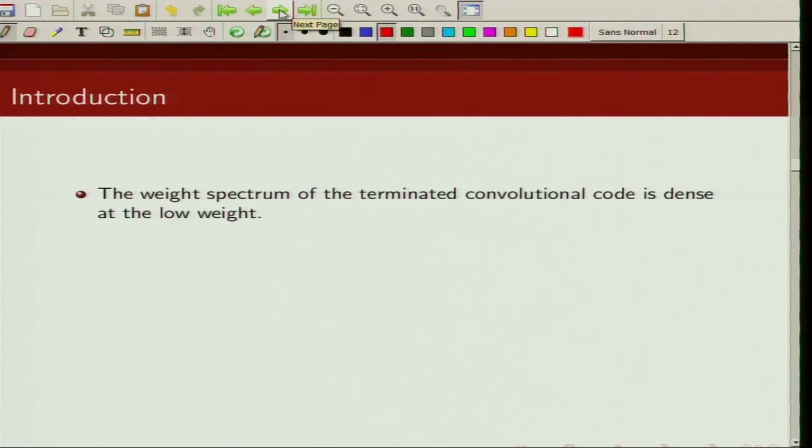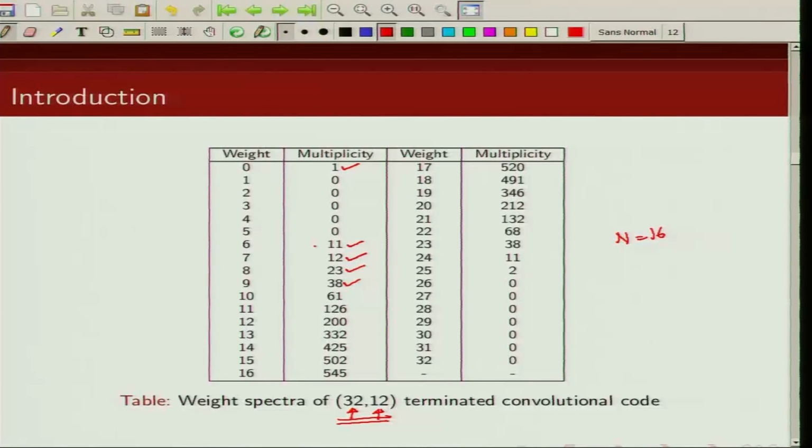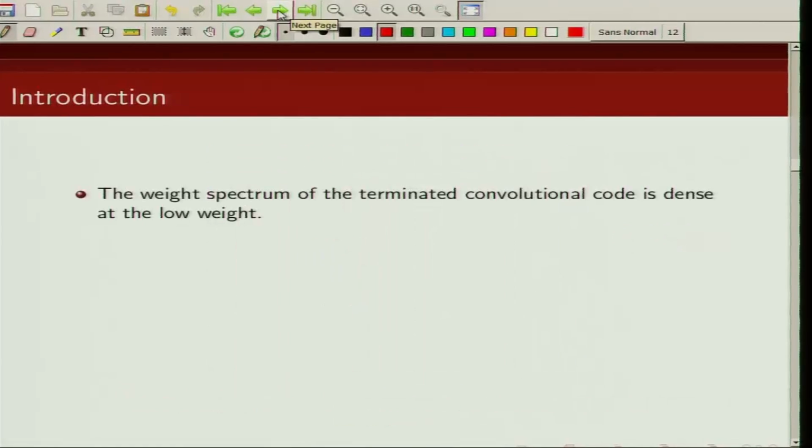The thing to be noted here is that the multiplicity of code words having small weight is quite high. There are 11 code words of weight 6, 12 code words of weight 7, 23 code words of weight 8, 38 code words of weight 9. So the statement which I am making is that the weight spectrum of a terminated convolutional code is dense at low weight.